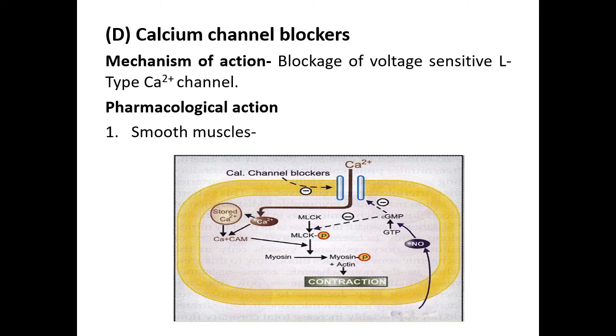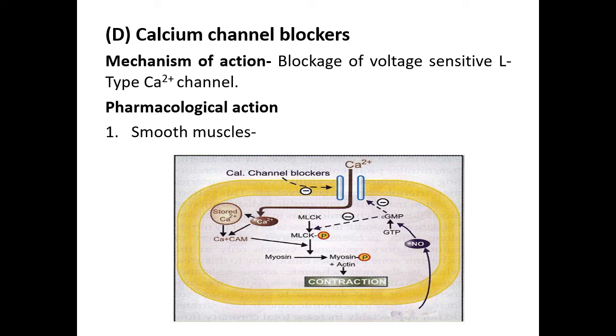Now coming to the fourth and last prominent class of anti-anginal drugs, the calcium channel blockers. How do calcium channel blockers act? They basically act on the voltage sensitive L-type calcium channel and produce its blockade. Calcium channels are basically of three types: L, T, and N type. T and N types are present in the brain and other organs of the central nervous system, and L type channels are present in the heart and the vascular smooth muscle cells.